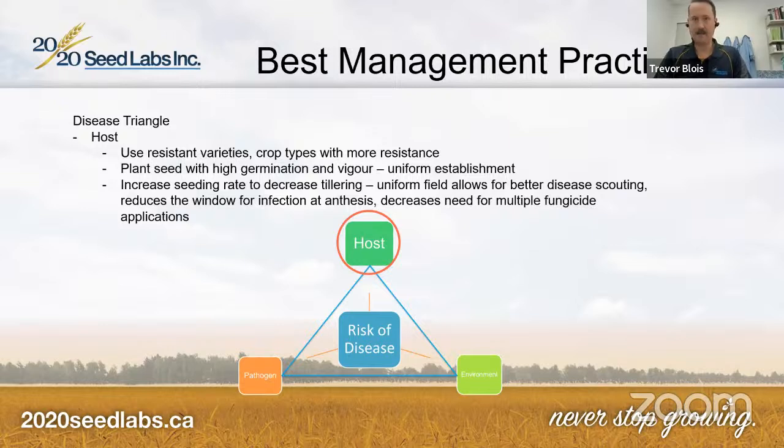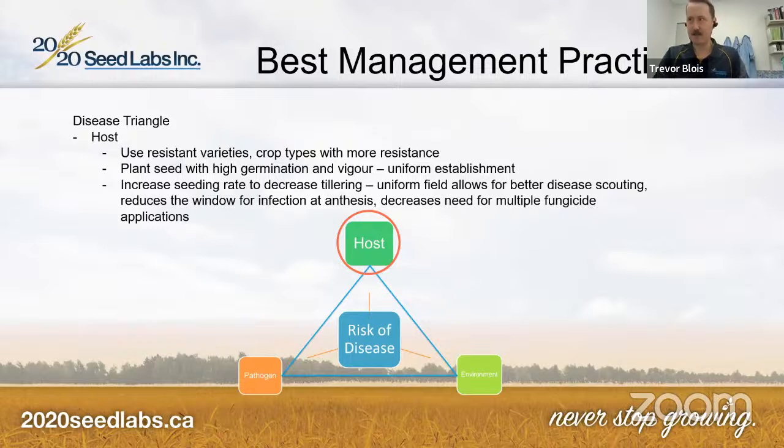Depending on what diseases are a problem for you, you can use crop types with more resistance, right? We know that generally oats are more resistant to Fusarium graminearum, rather. So if you're having a Fusarium problem, oats might be a better option. Planting seed with high germination and vigor will ensure a more uniform establishment throughout the field, and that's really important.